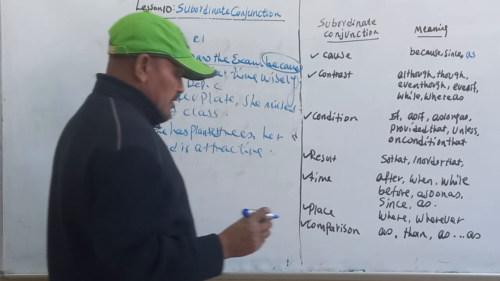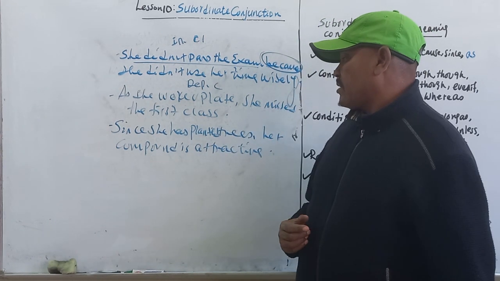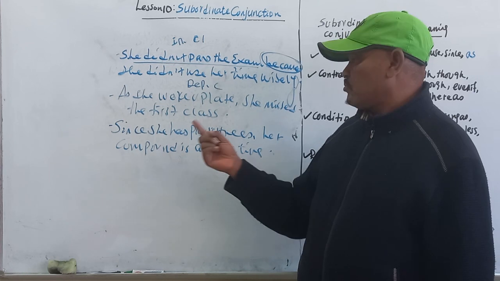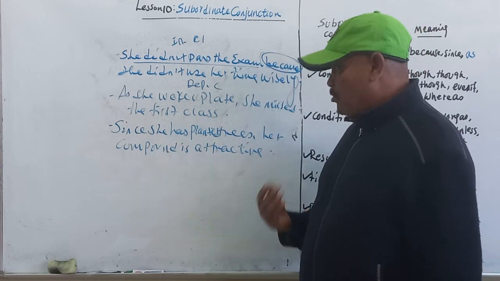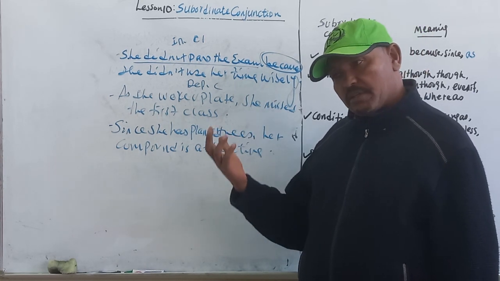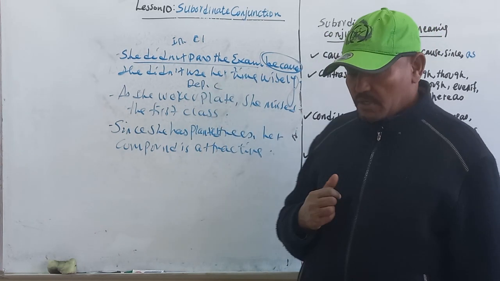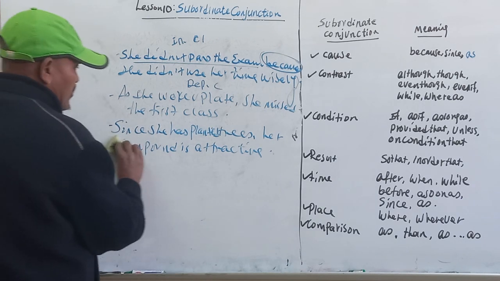Yes, look at this example please, the same meaning: since she has planted trees, her compound is attractive. Still attractive, beautiful, or just green area? No. So these three examples are about what's called causal. Fine.